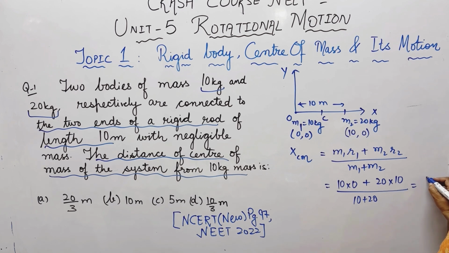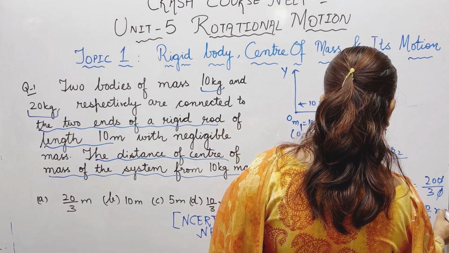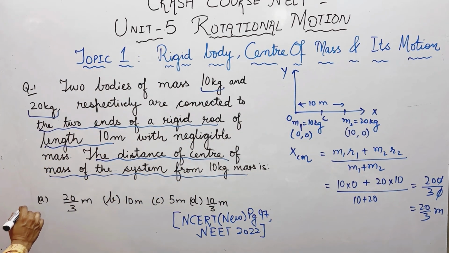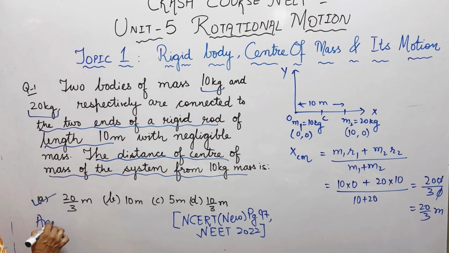So the value comes out to be 20 by 3. This is in meter. So if we look at the options, our option A goes with the solution, and the answer for the first is option A, 20 by 3 meter.